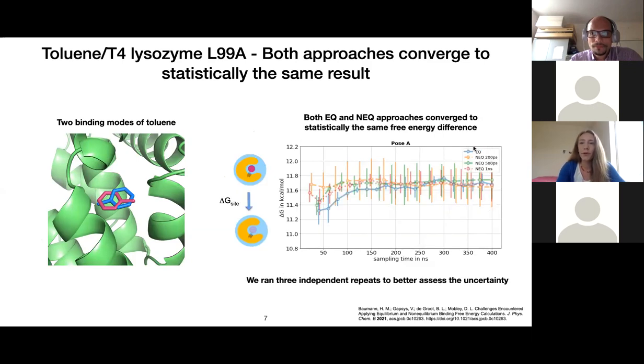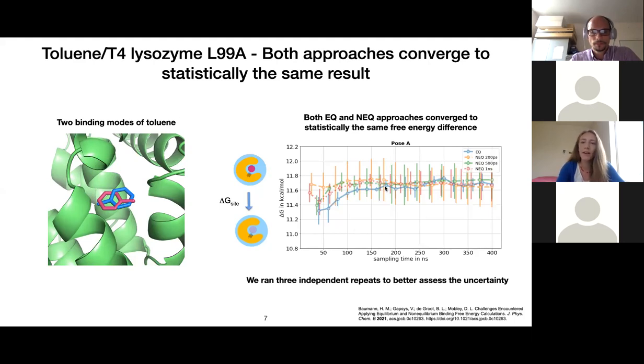And so we run both the equilibrium approach and different protocols of the non-equilibrium approach that differ in the lengths of these switching transitions. And we run all of them for the same amount of total sampling time and look at the cumulative free energy difference here in the binding site as a function of sampling time. And what you can see here, that actually pretty quickly, all of those protocols converge to the same free energy difference with an uncertainty, which is really promising.